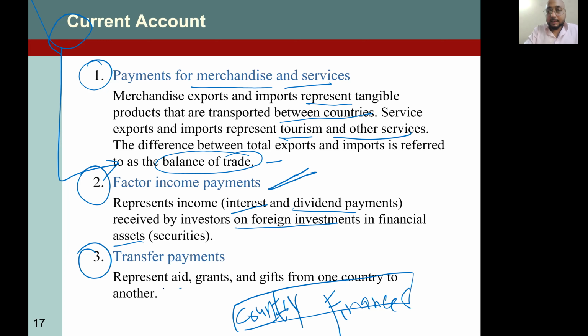And the last one is transfer payments. Any aid, any help in the form of money, a gift that one country sends to another country. Like I told you, when the great flood hit Pakistan, we received a lot of financial aid from China, from America, from the UN, right? All those payments are going to be recorded in the current account under transfer payments, right? Okay, let's take a 10 minute break and then we start again from here.